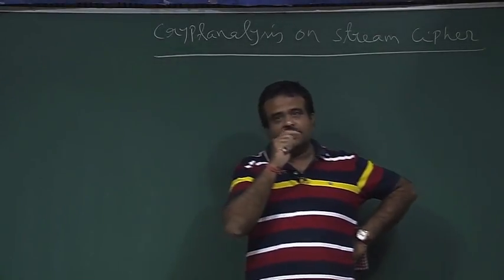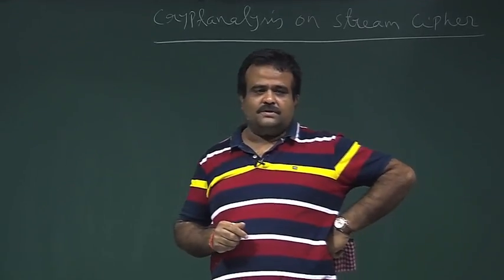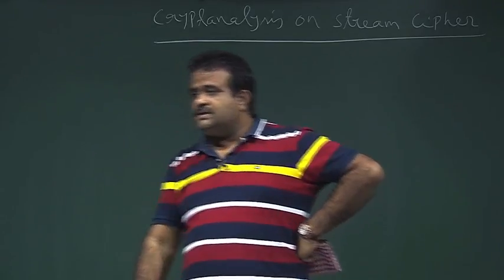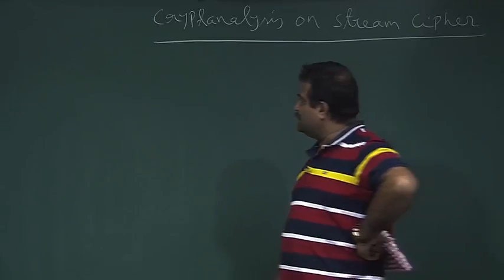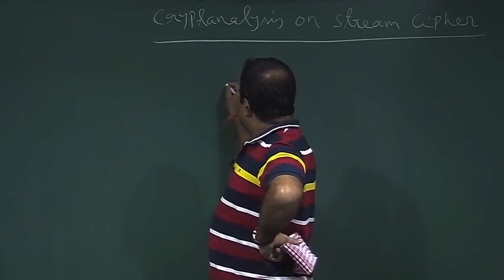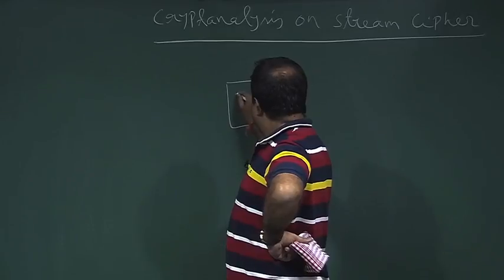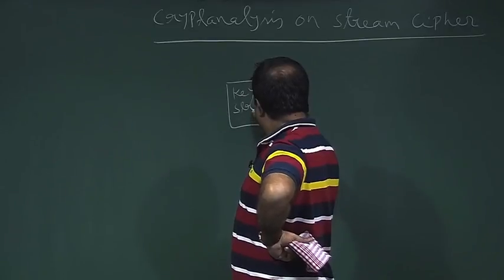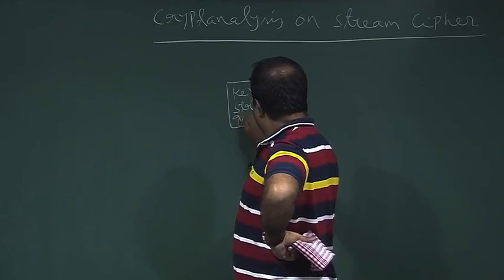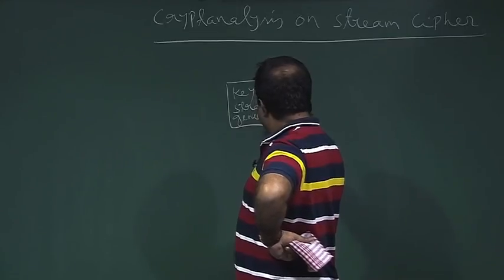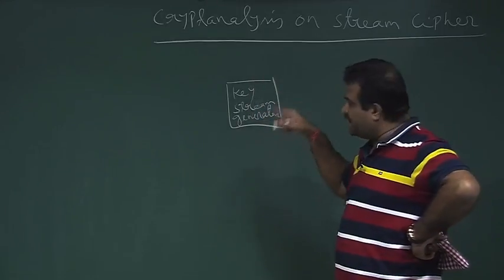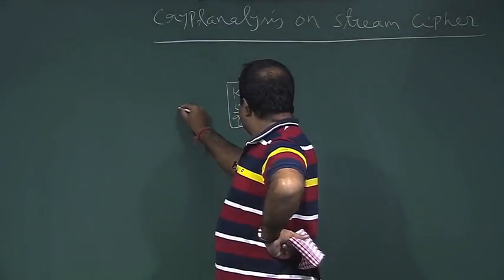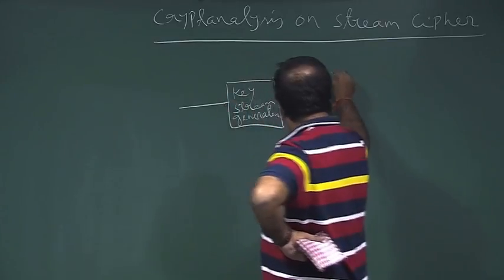Okay, so we talk about cryptanalysis on stream cipher, especially algebraic attack on stream cipher. Let us just recap what a stream cipher is. We have seen the LFSR based stream cipher. Basically, in a stream cipher we have a key stream generator. This is basically a pseudo random bit generator, initialized by the initial key.